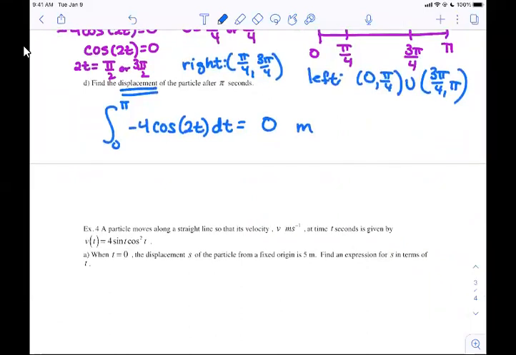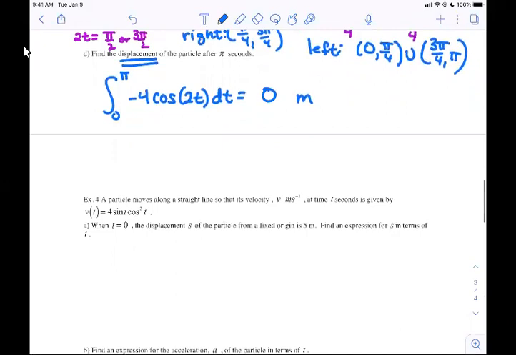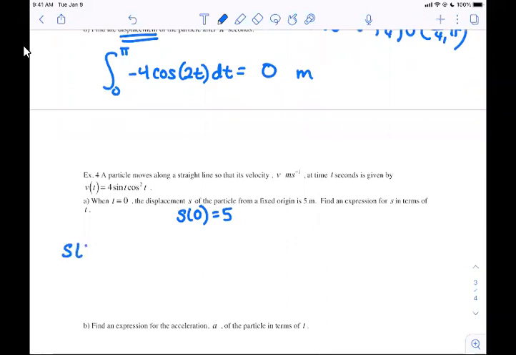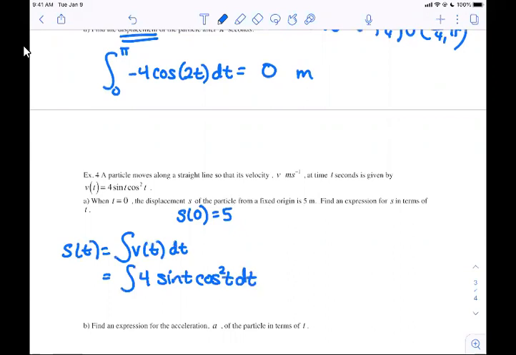All right, let's take a look at example 4. A particle moves along a straight line so that its velocity is given by this function. When t is 0, the displacement s of the particle from a fixed origin is 5 meters. So this is saying s of 0 equals 5. Find an expression for s. Well, you remember that s of t is the integral of the velocity function. So we're going to integrate 4 sine t cosine squared t dt.